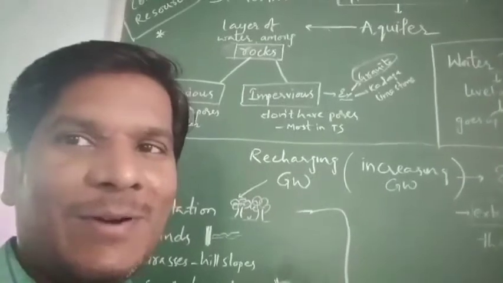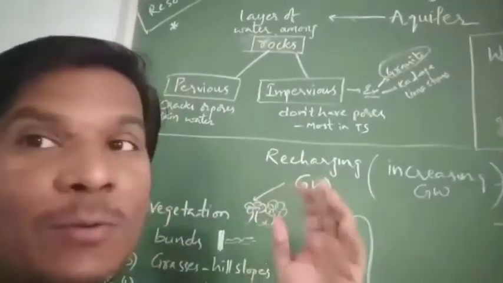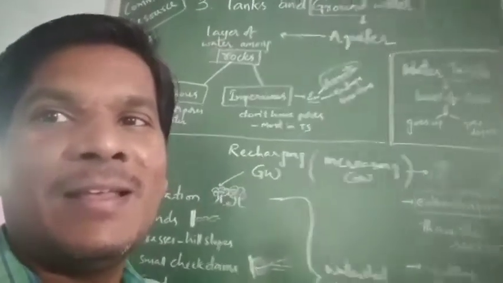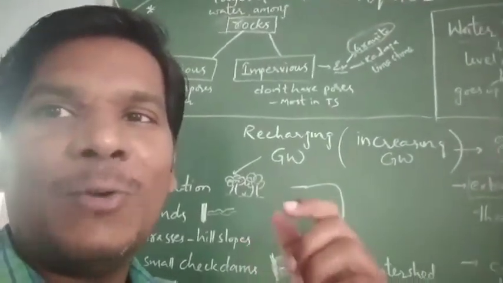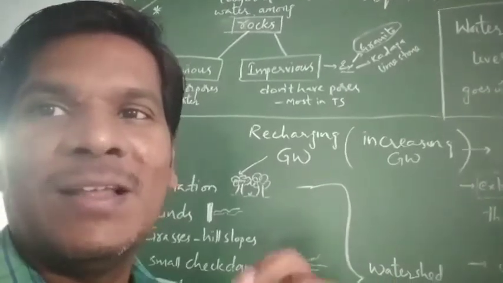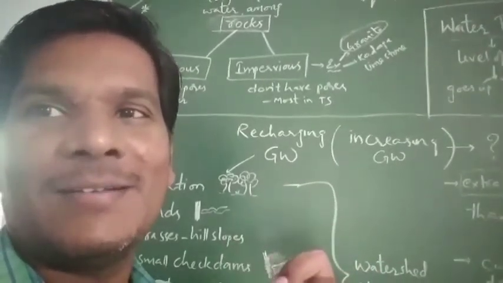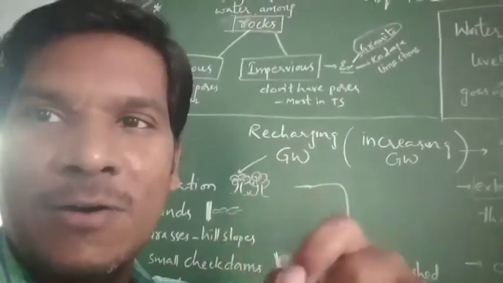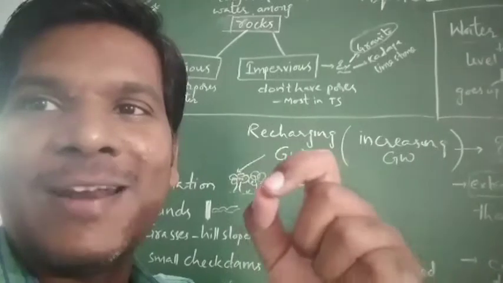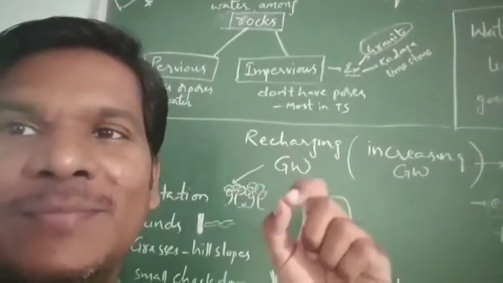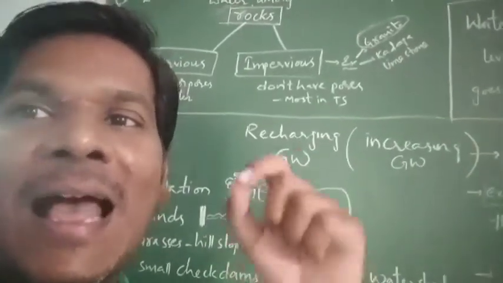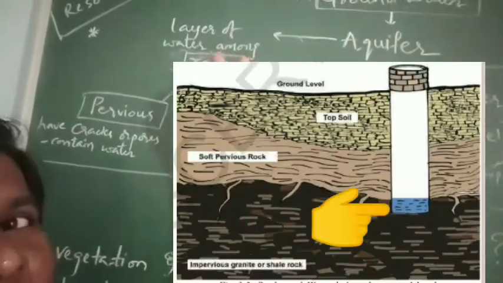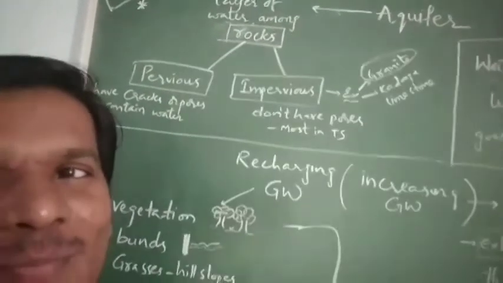Today we have a topic of groundwater. Groundwater is very important and essential in our life. Underground, we have a layer of water among the rocks. That layer of water is known as an aquifer. An aquifer is a layer of water among the rocks in the underground.